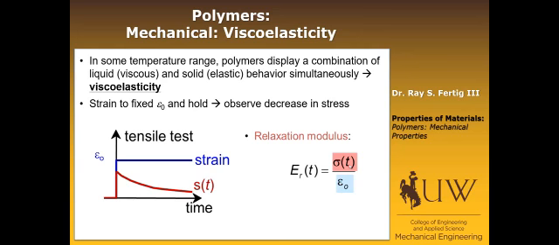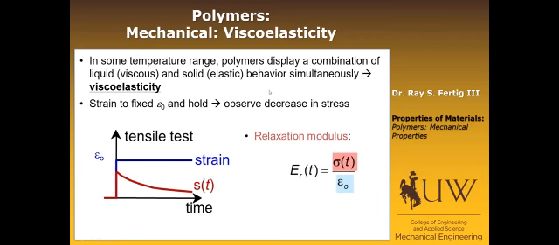And we can observe that by applying some fixed strain epsilon naught and holding it. And what we're going to observe is a decrease in stress. So that's what I'm showing you on this curve here. Here's the time and here's the stress. If we load up in this blue curve in strain and we just hold for as long as you want, the stress will initially follow elastically, but then there'll be a decrease as the polymer viscously flows to accommodate that strain, and then the stress will decrease.